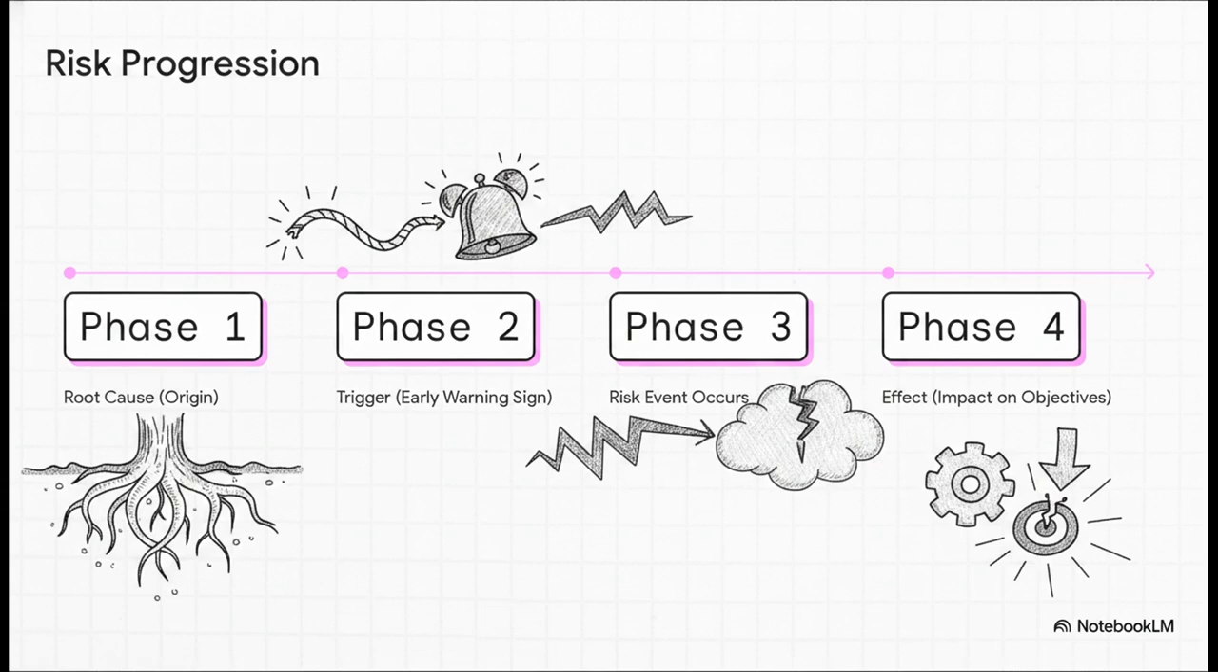It goes sequentially, like this. First, you have a root cause, the origin. That cause eventually creates a trigger, which is your early warning sign. When that tripwire is crossed, the actual risk event happens. And finally, that event leaves an effect, an actual impact on your project's objectives. Getting super comfortable with this specific timeline structure is going to be incredibly helpful for organizing your thoughts on the exam.